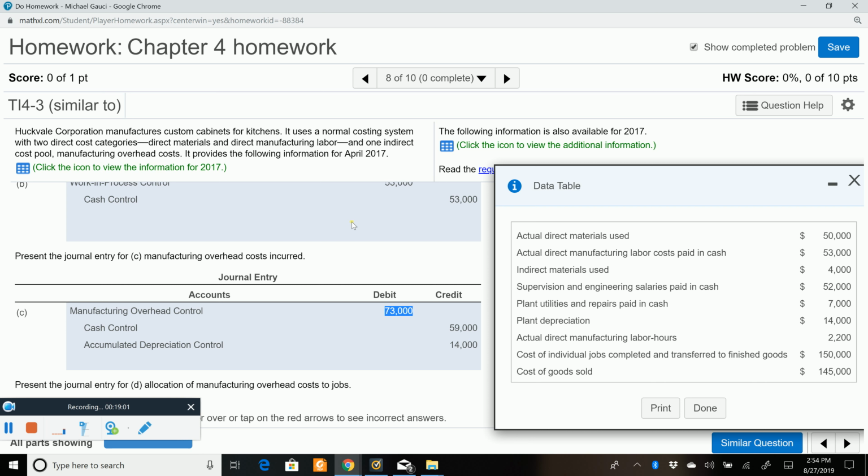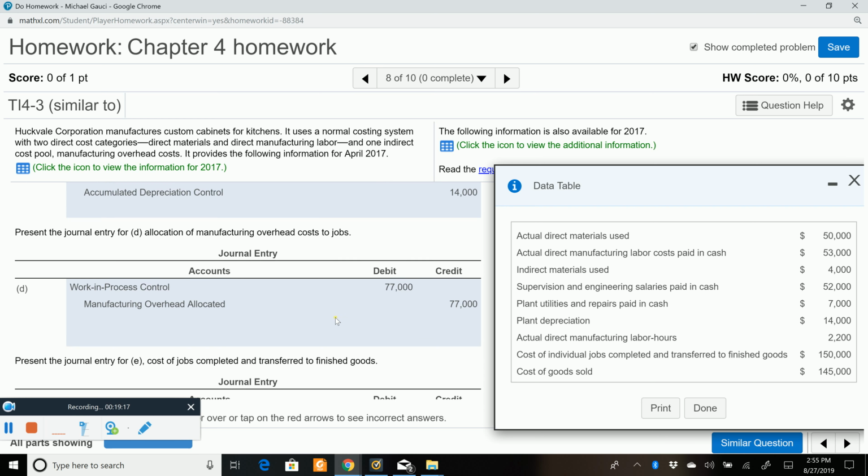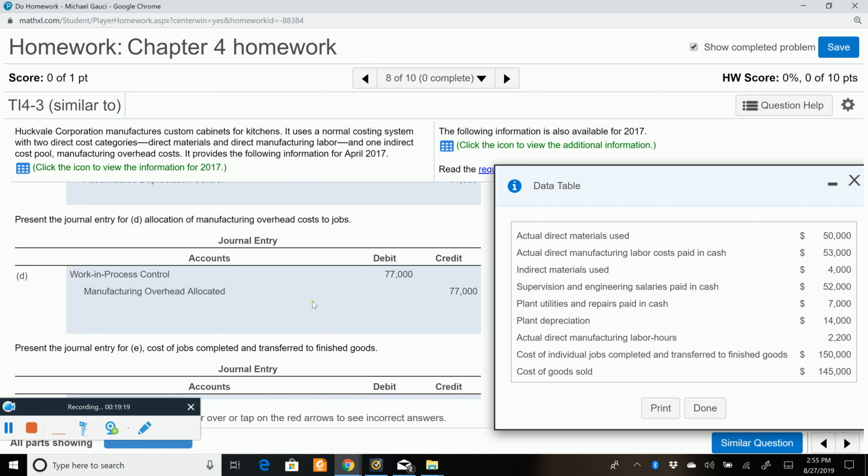We spent $59,000 of it in cash, which is the sum of the supervision and engineering salaries, as well as the plant utilities. That's the $59,000. The $14,000, we're going to credit accumulated depreciation. All right, next, how about allocating the overhead to the Wipp account?